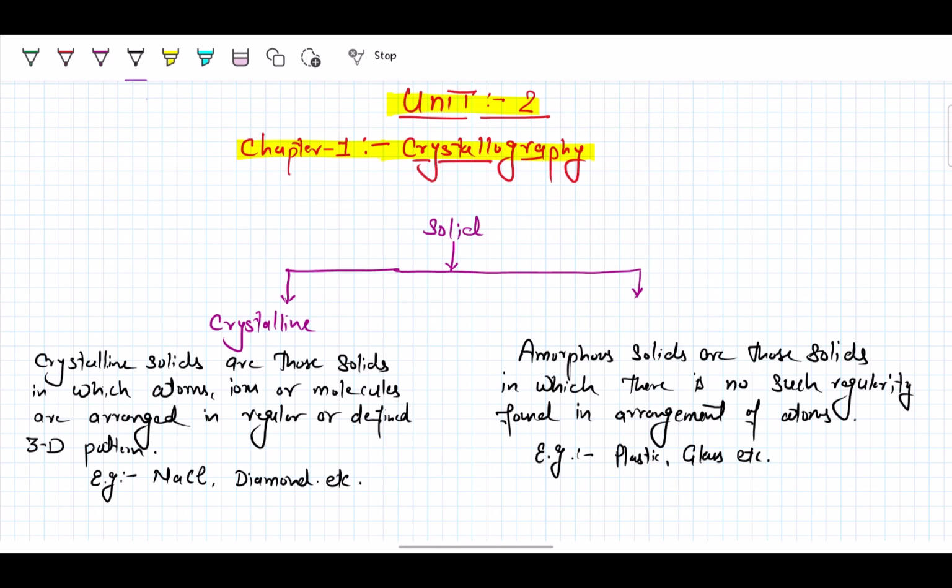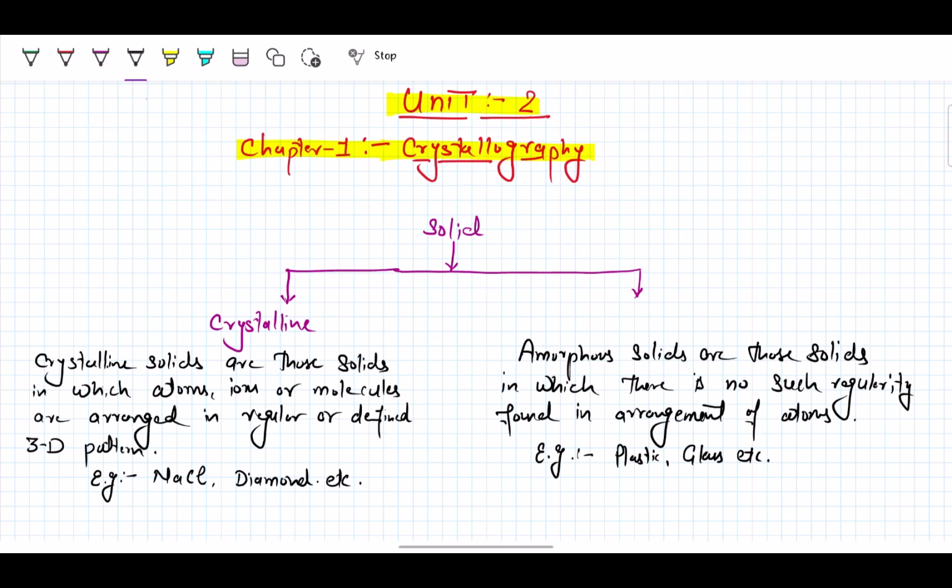So here the first topic is solid. Generally we will start with the types of matter. Generally we have three types of matter: solid, liquid and gases. The fourth one is the plasma state, which is not present in normal conditions. So generally we will take three types of matter: solids, liquids and gases, right? In this particular unit we will take only solids.